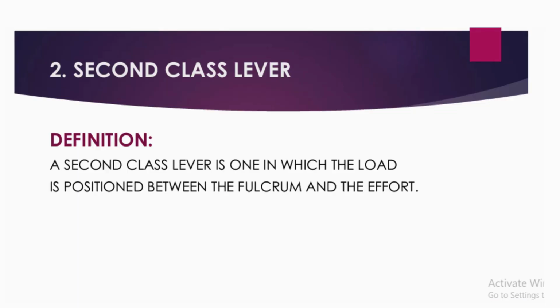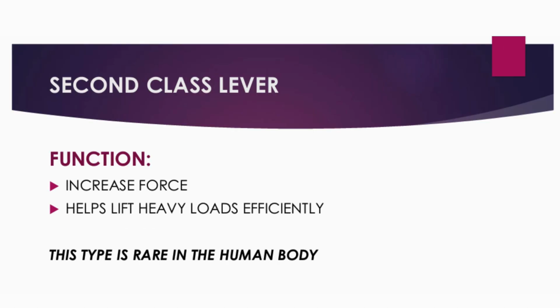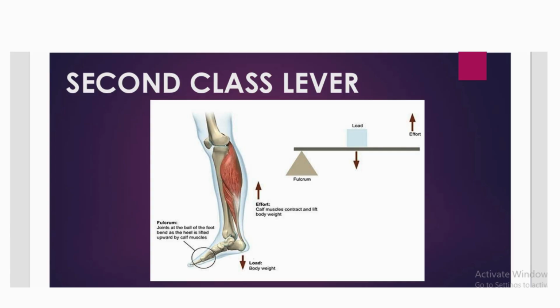The second class lever is defined as one in which the load is positioned between the fulcrum and the effort. In the second class lever, the body example is standing on the tiptoes. The fulcrum is the ball of the foot, the load is the body weight, and the effort is the calf muscles. The function of the second class lever is that it increases the force and helps to lift a heavy load efficiently. This type is rare in the human body. This is the example of the second class lever between the foot and the body weight.